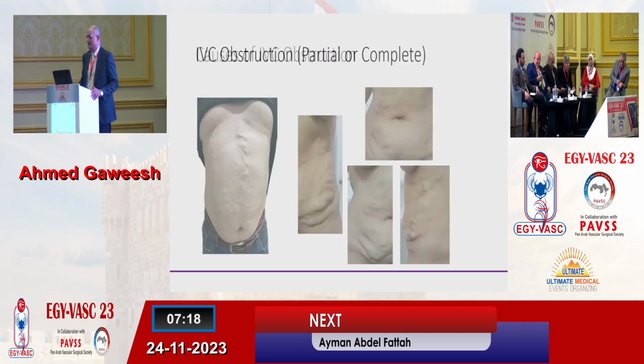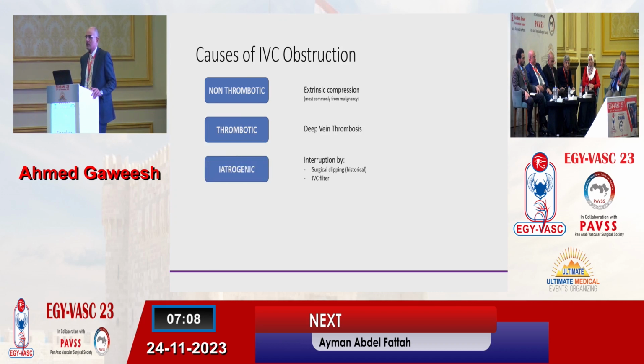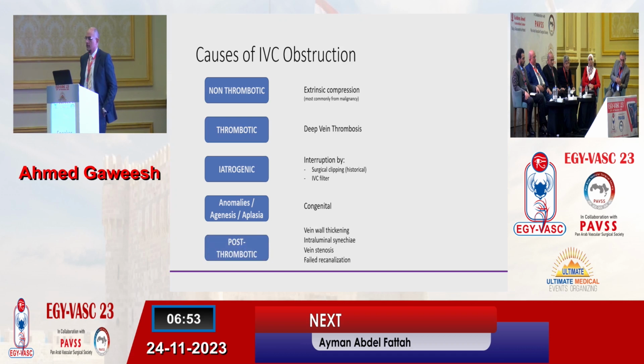whether partial or complete. The causes of IVC obstruction are either non-thrombotic external compression of the IVC, or can be due to, of course, deep vein thrombosis. It can also be iatrogenic, either due to filter thrombosis or the historical surgical clipping that was done in the old days. Also, you have to be aware that in young age you have to suspect anomalies of the inferior vena cava. And finally, it can be a post-thrombotic occlusion of the IVC. So these are the main categories of IVC obstruction.